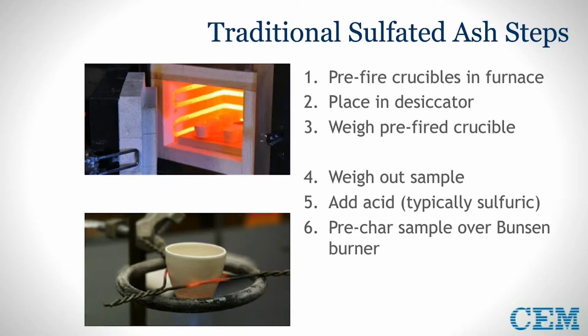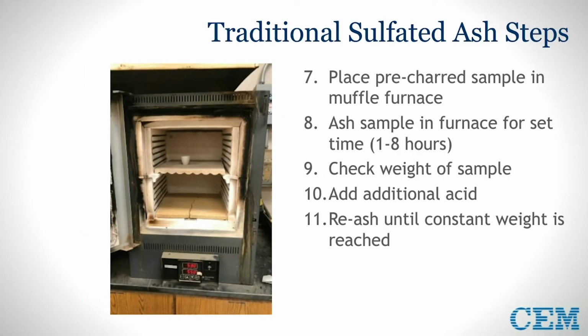Once you have the dry crucible tared, you will weigh out your sample, and then you'll add acid. Typically that's going to be sulfuric acid, and then the next step is to pre-char that sample over typically a Bunsen burner, or it could be over a hot plate, or it needs to be heated in some way to pre-char that sample. Once the sample is pre-charred, then it is placed in a muffle furnace and ashed at the specified temperature. That's typically going to be around 600 degrees. That ashing time could take anywhere from 1 to 8 hours.